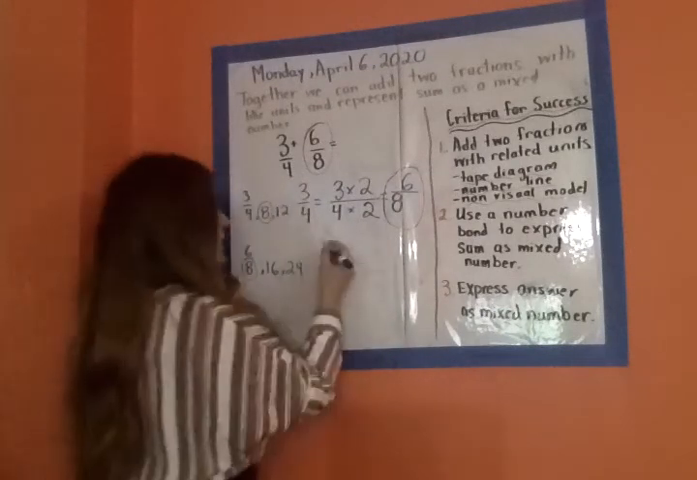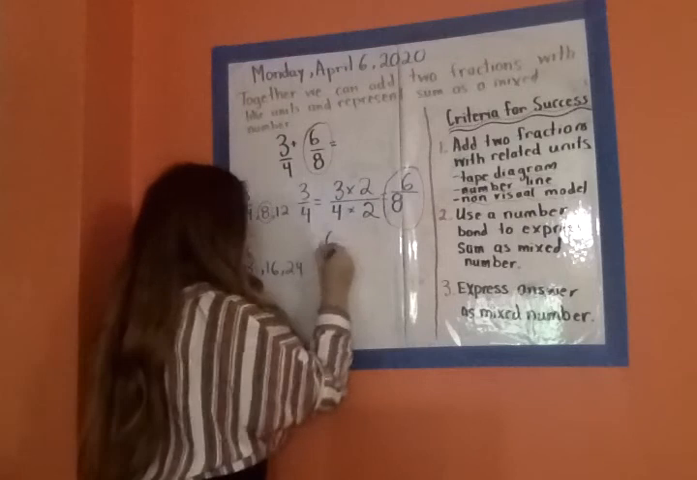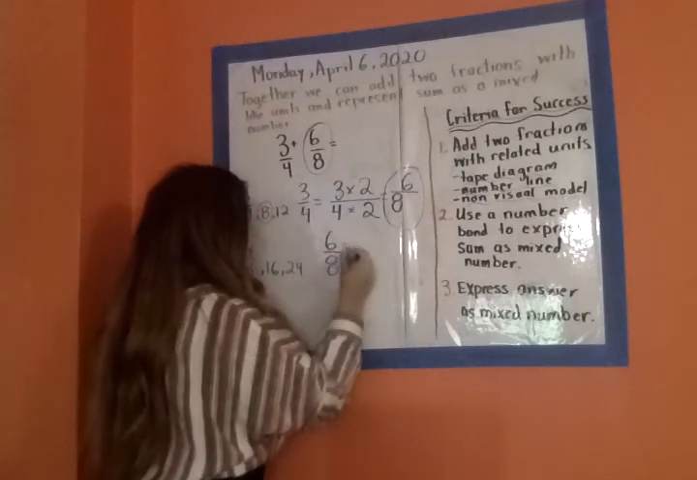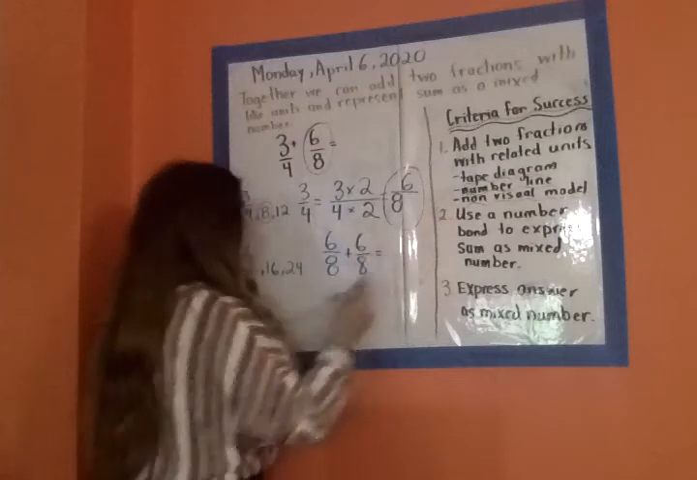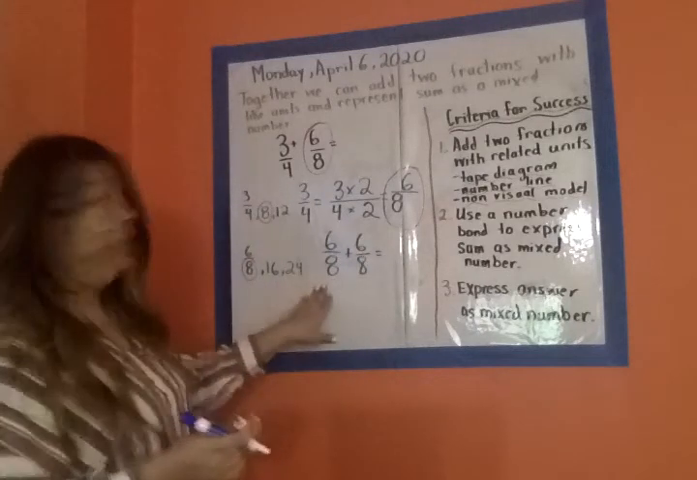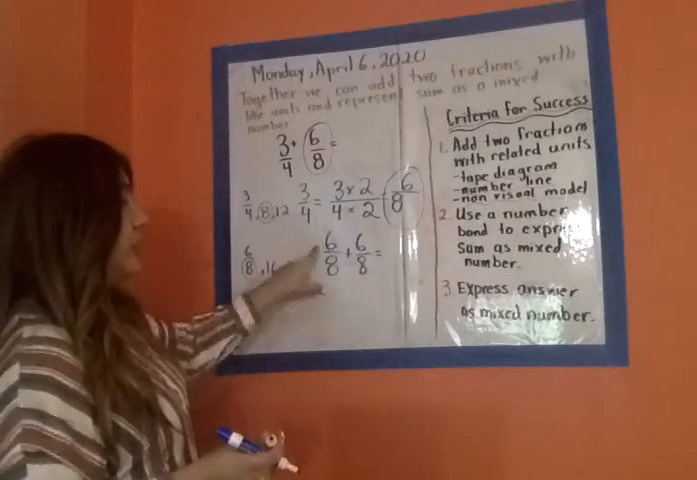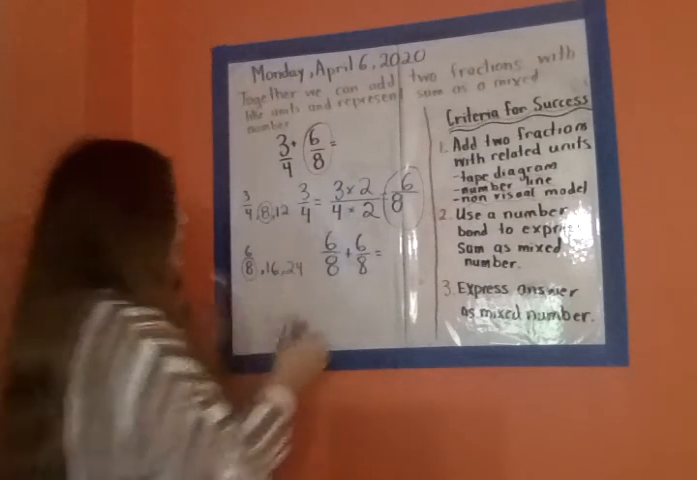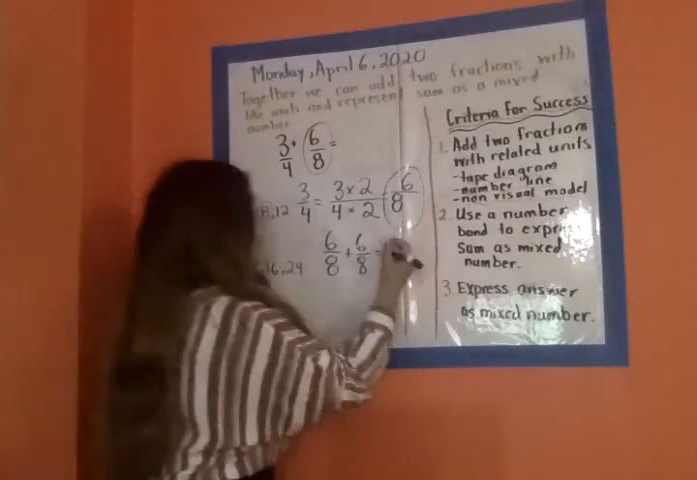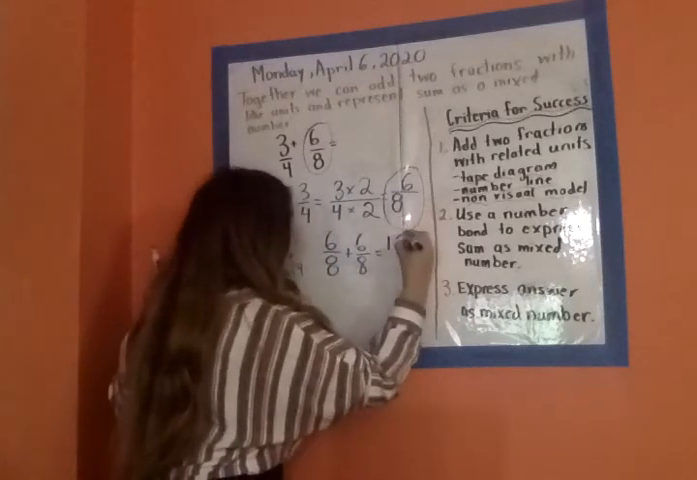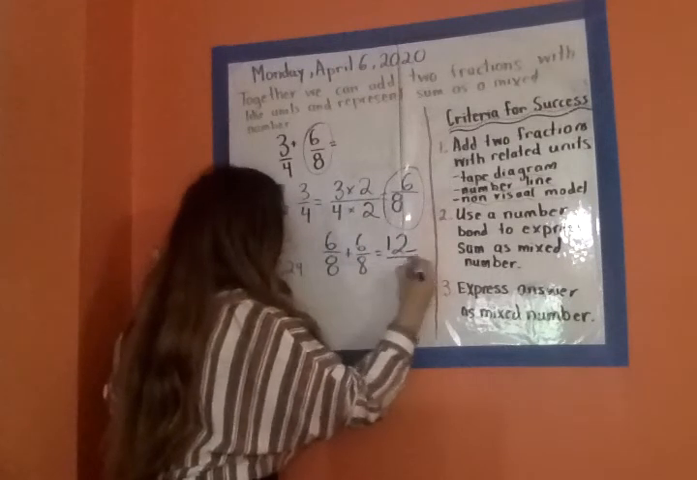This is my original fraction, and this is my other fraction that I'm adding together. I'm going to do this by rewriting my fractions. Please remember, friends, that when we add fractions, we don't add the denominators. We only add the numerators. So 6 plus 6 is 12, and my 8 stays the same.